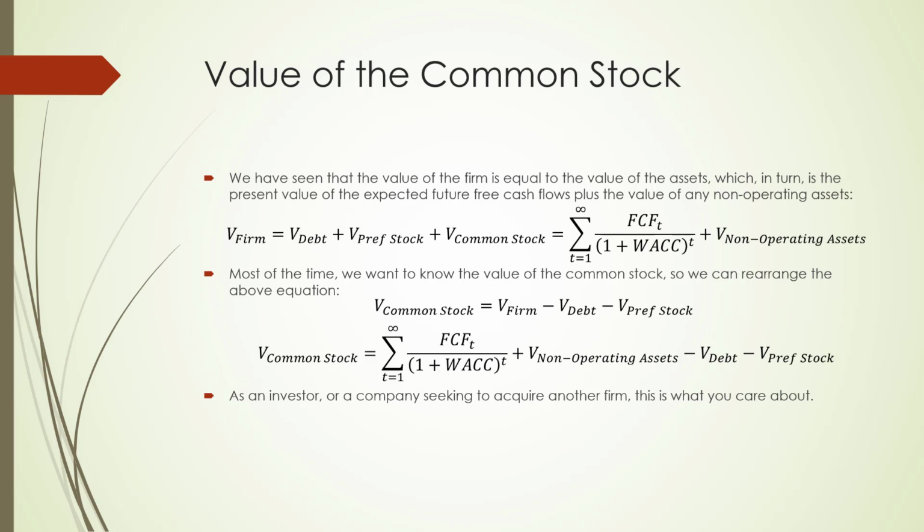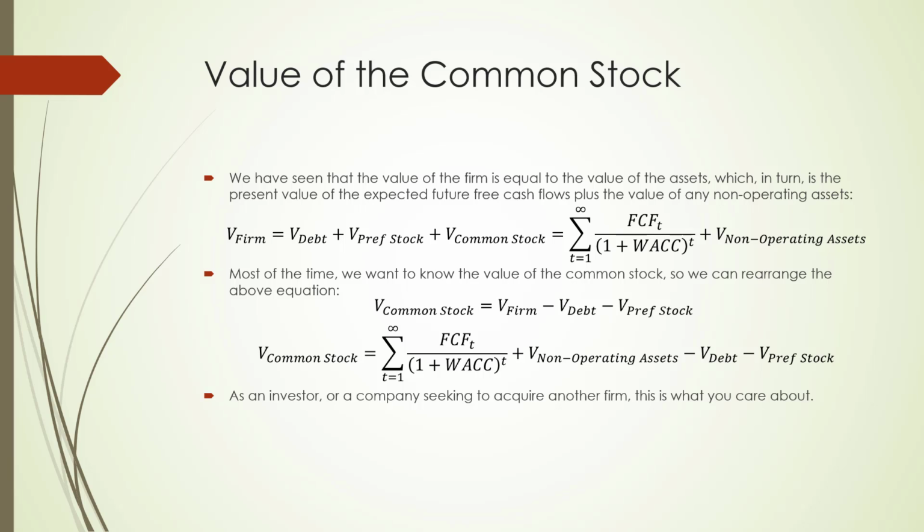So we've seen that the value of the firm is equal to the value of the assets, which in turn is the present value of the expected future free cash flows. But also, the value of the firm, as we saw originally, is the value of the debt plus the value of the preferred stock plus the value of the common stock. And I said earlier that what we care about is the value of the common equity, or the common stock.